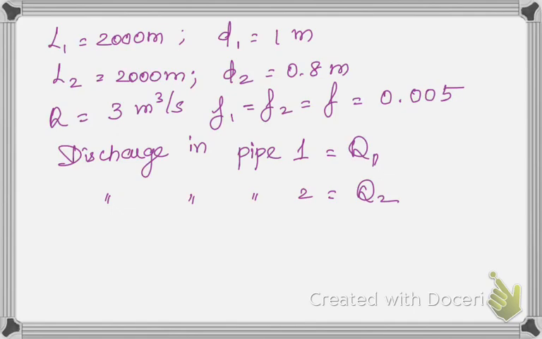Now Q will be equal to Q1 plus Q2, which is equal to 3. This is what is known to us, that is, Q1 plus Q2 is equal to 3. This is the only equation that is known to us. I'll keep this as equation 1.